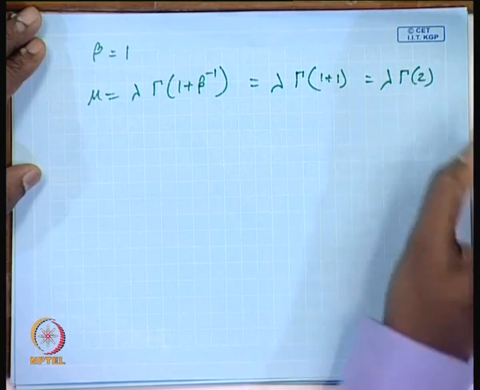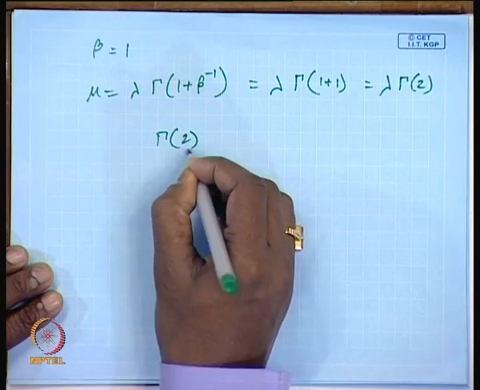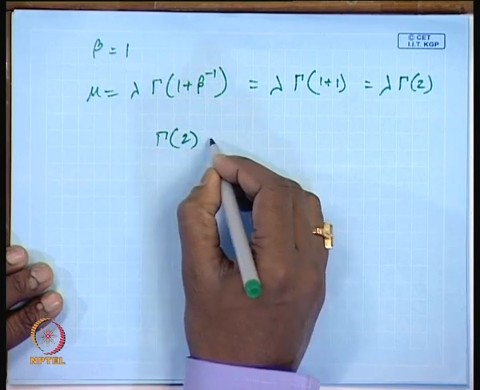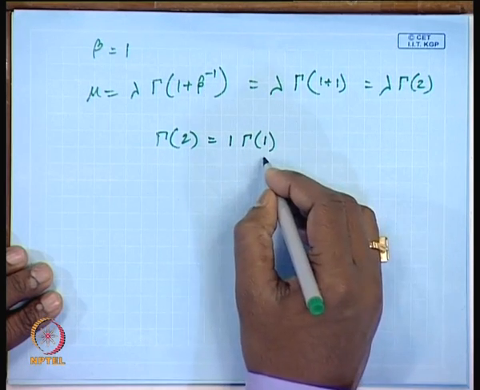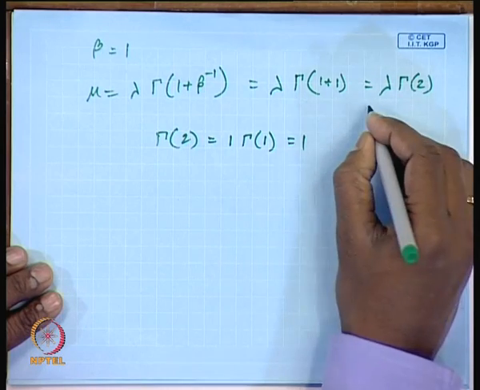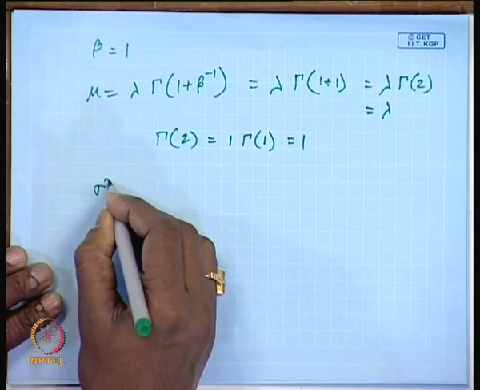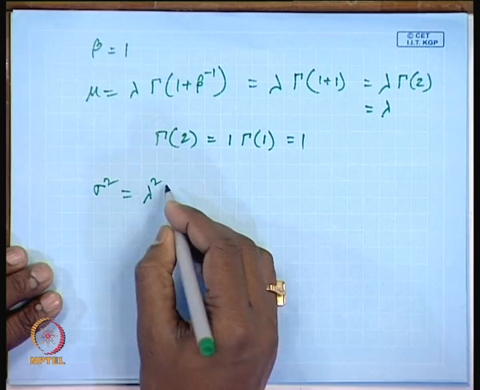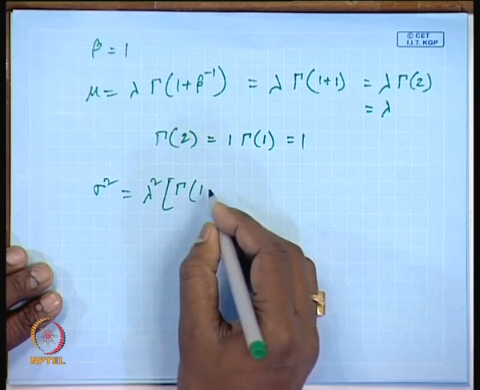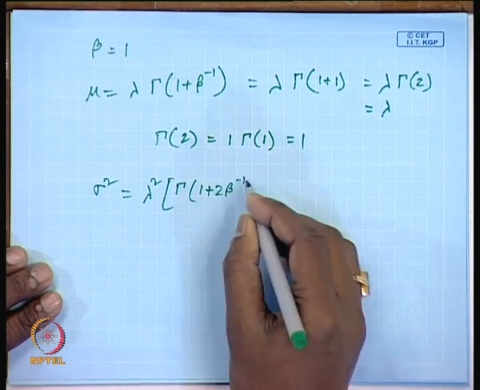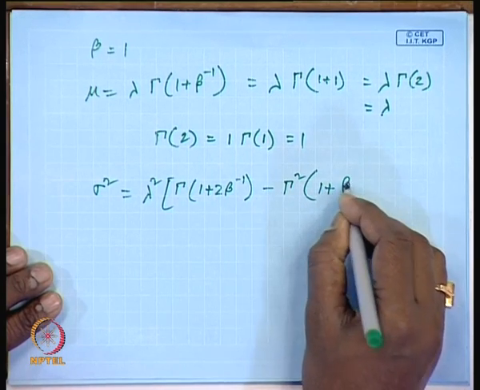And from the earlier lectures, we know that if n is an integer, then gamma n equals n minus 1 times gamma n minus 1. So, this is 1 times gamma 1, and this gamma 1 value equals 1. So, this is basically 1, and this expression, that is mu, becomes lambda. Similarly, if I take sigma square, the expression is lambda square multiplied by gamma of 1 plus 2 beta inverse minus gamma square of 1 plus beta inverse.